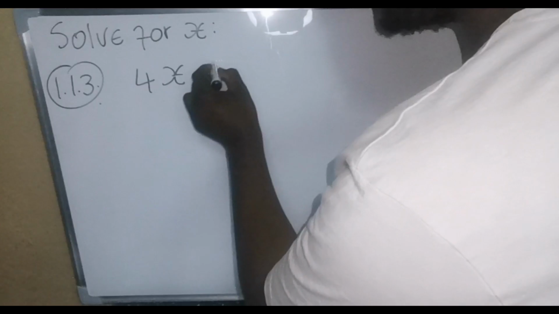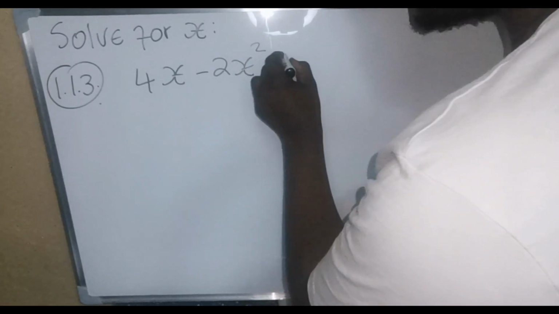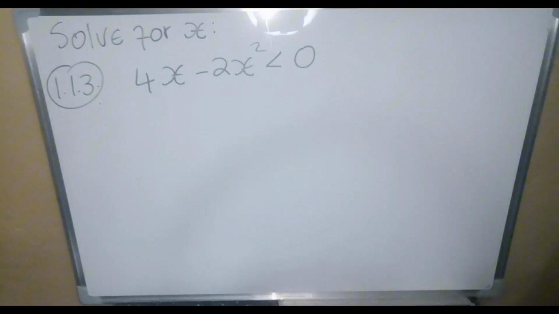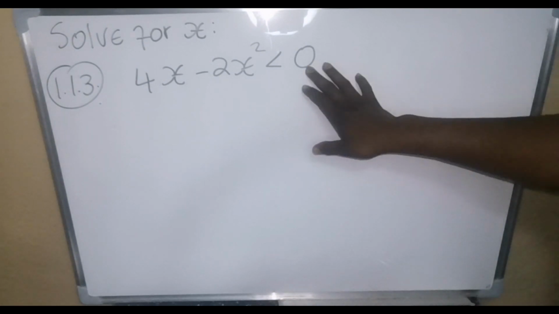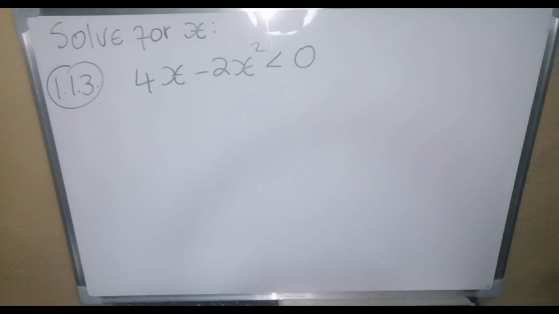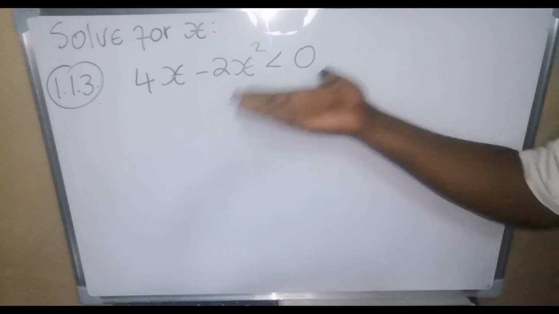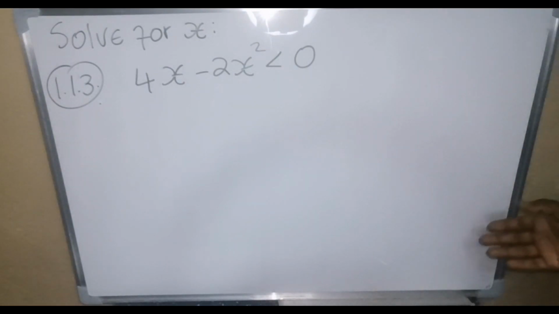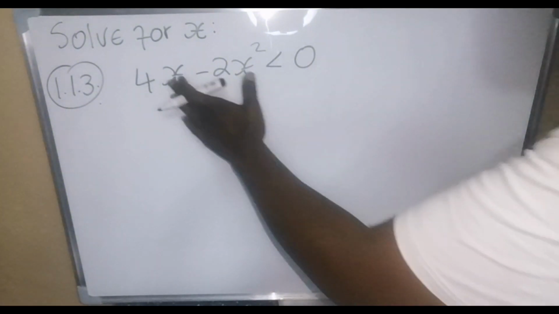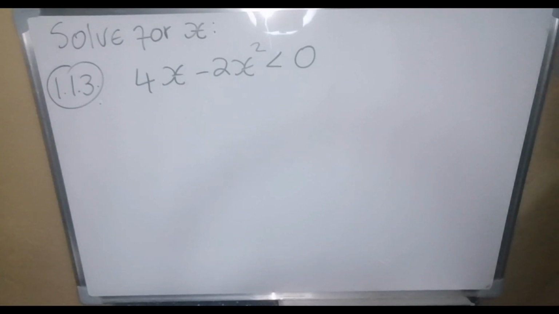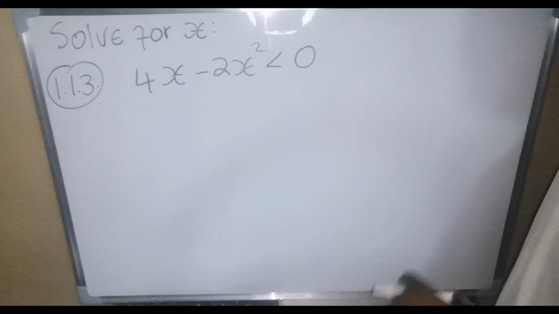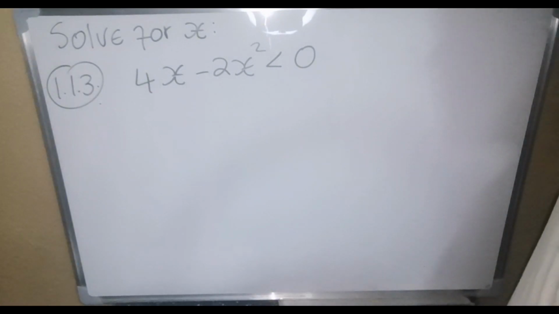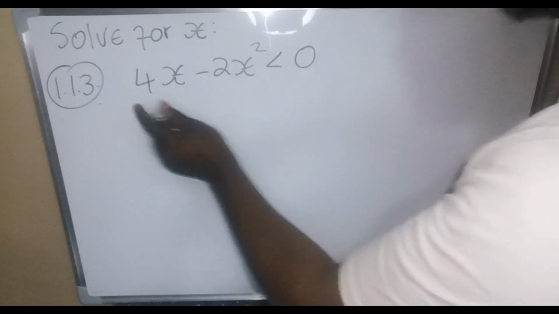4x minus 2x squared smaller than 0. Very important, now I've got 0 on the other side, no problem, it's good. But you need to take out the highest common factor for this equation. I here want the critical values. Now, what is the highest common factor between the two terms? What is common on both sides? What is our highest common factor? Highest common factor between 4 and 2, you got 2 here.